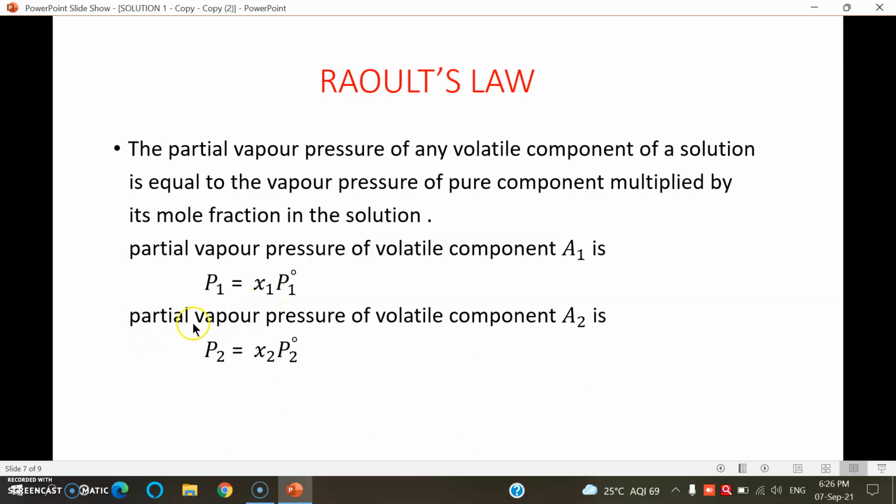Let's see second, the partial vapor pressure of volatile component A2. The second component is also volatile and its partial vapor pressure over the solution is P2 is equal to P2 naught into X2. The mole fraction of A2 is X2, so the product P2 naught into X2 is the partial vapor pressure of A2.